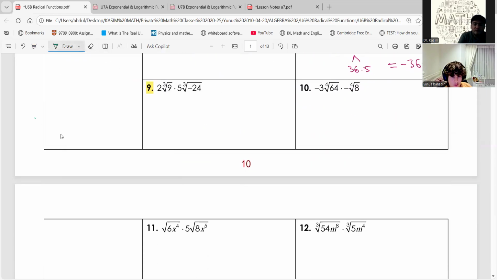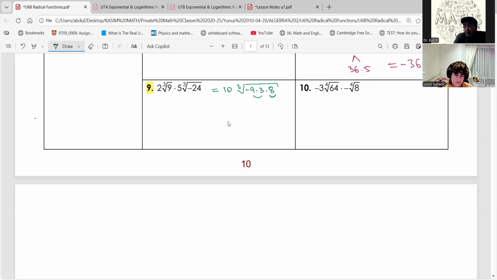First, you better combine. Here we have 2 times 5, it is 10, right? The whole parts. Cube root, so we can just put under the same cube root: 9 times negative 24. Let me put it as negative 9 times 24. And 24, I can write as 3 times 8, right? Now if you look at this, 9 times 3 is a perfect cube. Also 8 is a perfect cube, right?